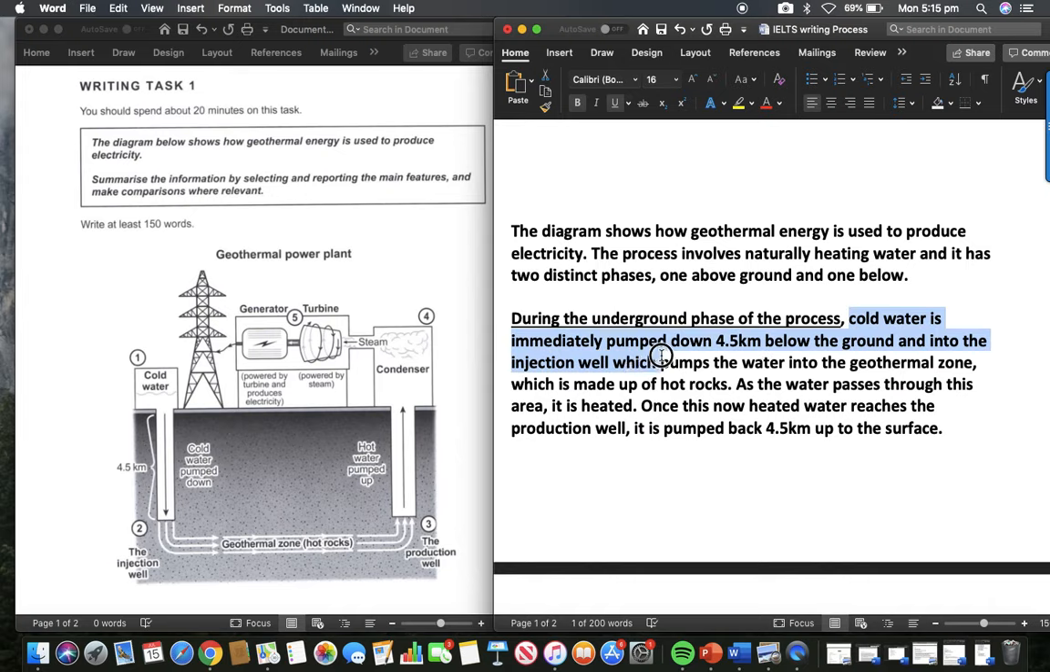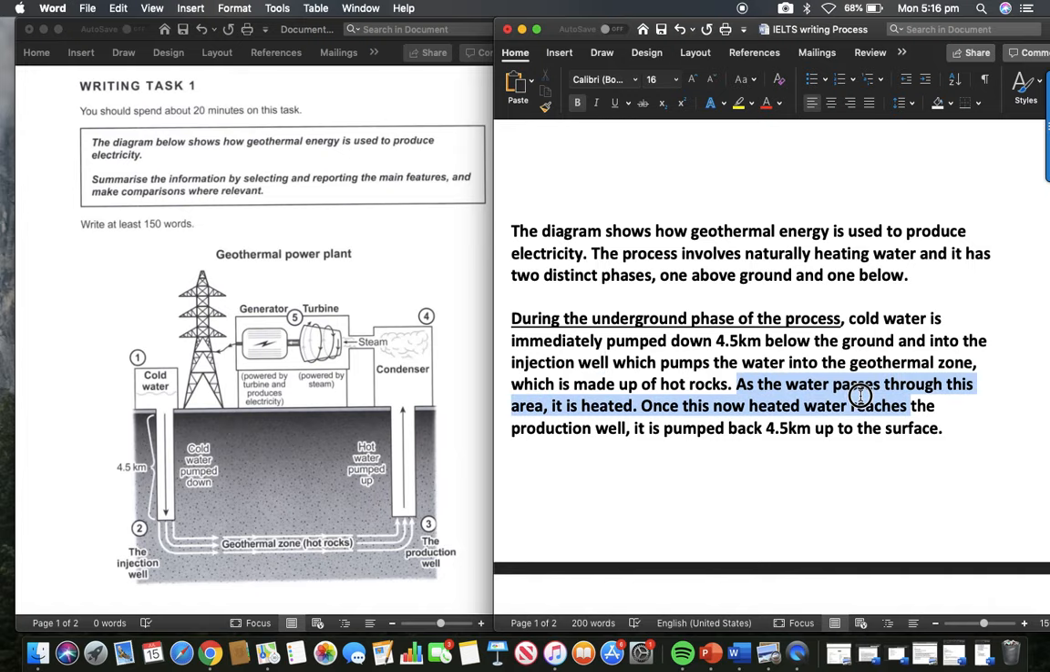Cold water is immediately pumped down 4.5 kilometers below the ground and into the injection well, which pumps the water into the geothermal zone, which is made up of hot rocks. Now, yeah, I did not do myself any favors for word count by packing this much information into one sentence. But it still works. And I could just stop here and say, full stop, the injection well pumps water into the geothermal zone, but I've done it this way. So yeah, it gets put into the geothermal zone.